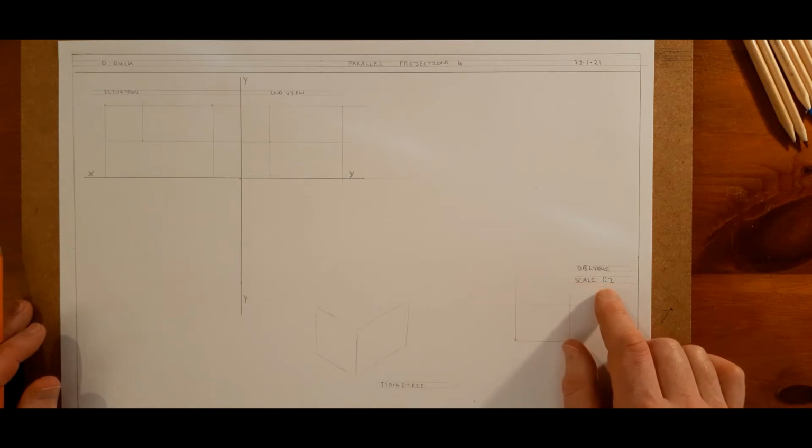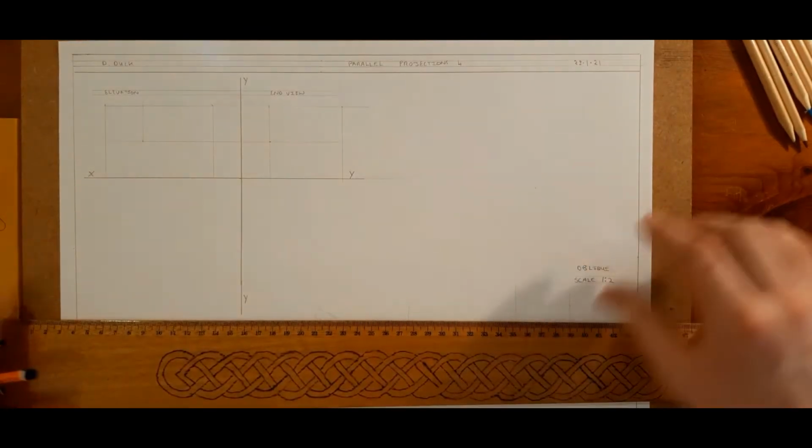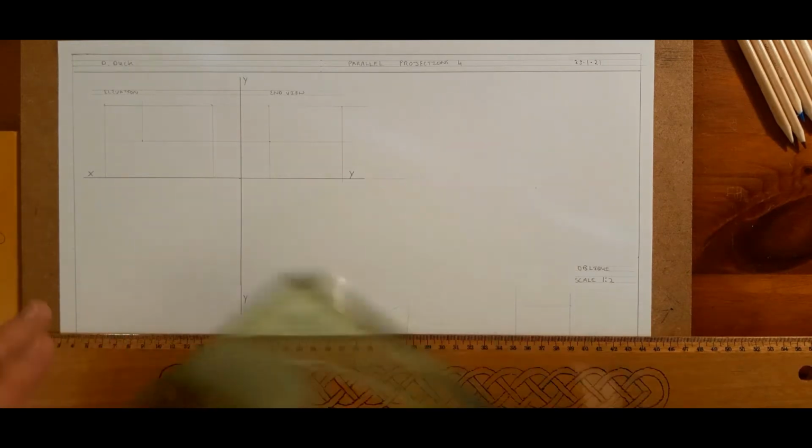Very important in drawing, folks. If you're doing a scale, you must identify the ratio of that scale. Okay, so we'll kick off there and we'll do the orthographic first over here on the left hand side, and this of course is our most traditional way that we draw objects.